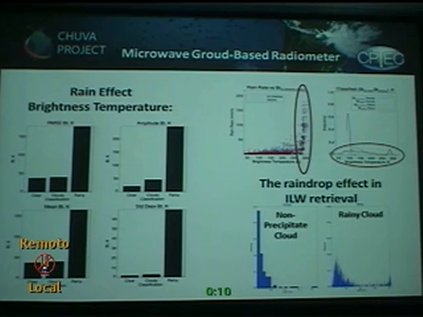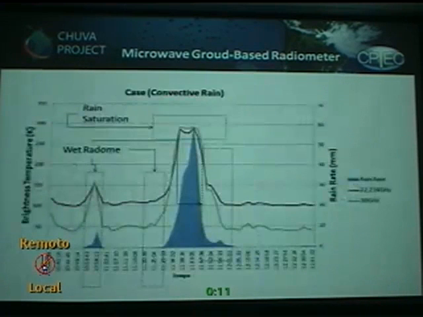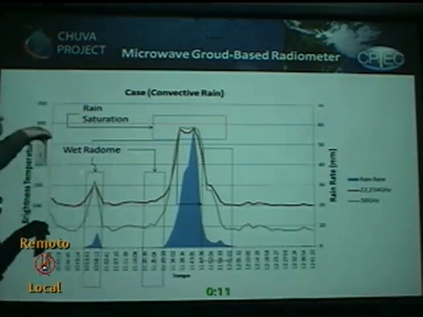And okay, if you look at the charts, it's the brightness temperature versus the rain rate. It's all different when you have the rain. The same thing for no precipitation and rain clouds. It's very different. So when you have rain, this happens with the brightness temperature.